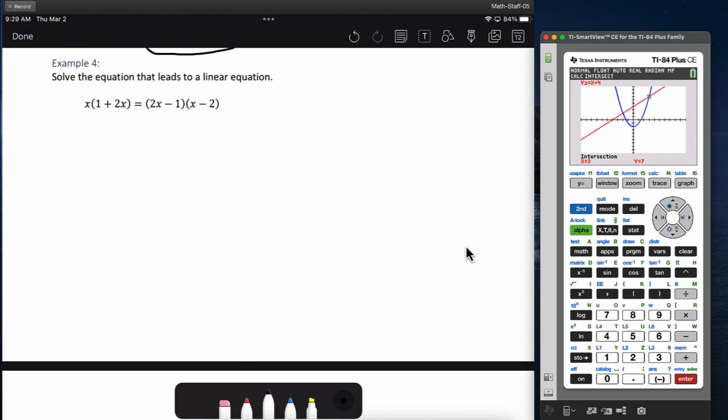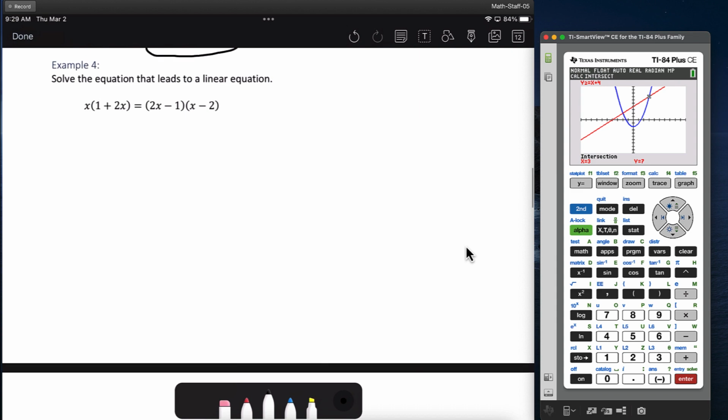Example number 4, we want to solve the equation that leads to a linear equation. So we'll start by simplifying. That means to distribute first. x plus 2x squared equals, here we need to FOIL, 2x squared minus 4x minus x plus 2. We'll simplify on the right side. And on the left side, I'm just going to reorder this so it looks a little better. 2x squared minus 5x plus 2.